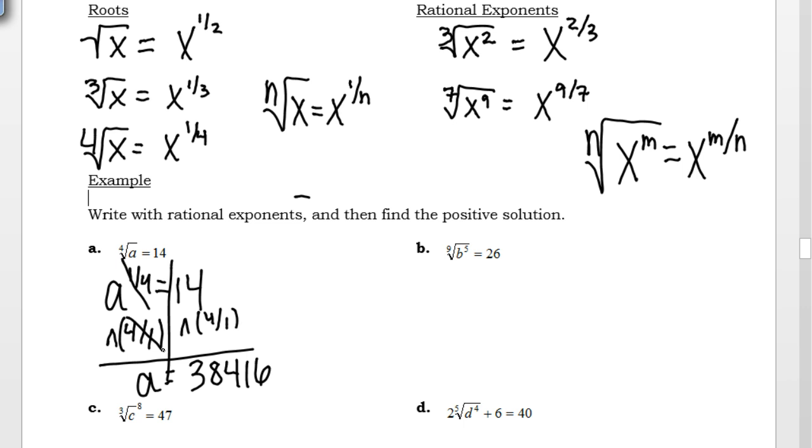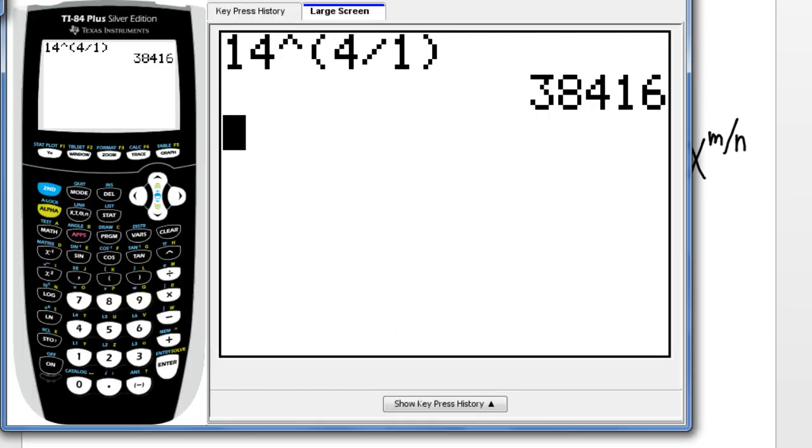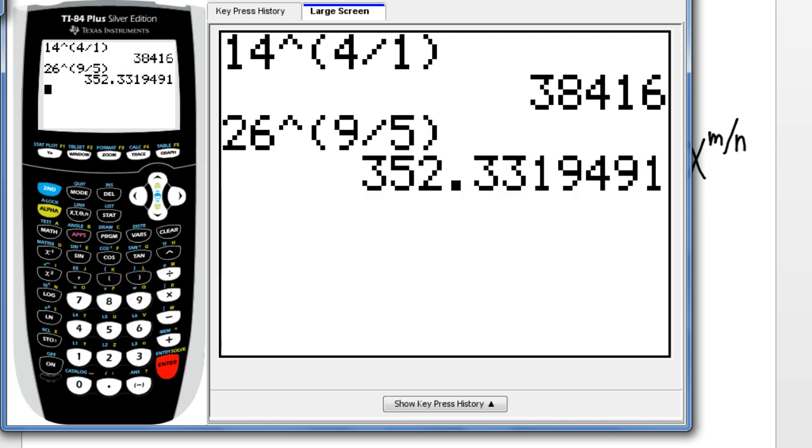Example B, again I'm going to rewrite that root as a rational exponent. The b to the 5 stays b to the 5, the ninth root goes underneath, and then when I want to solve, I do the reciprocal on each side. 5/9 cancels with 9/5, and 26 to the power of 9/5 will give me my answer. And I get 352.